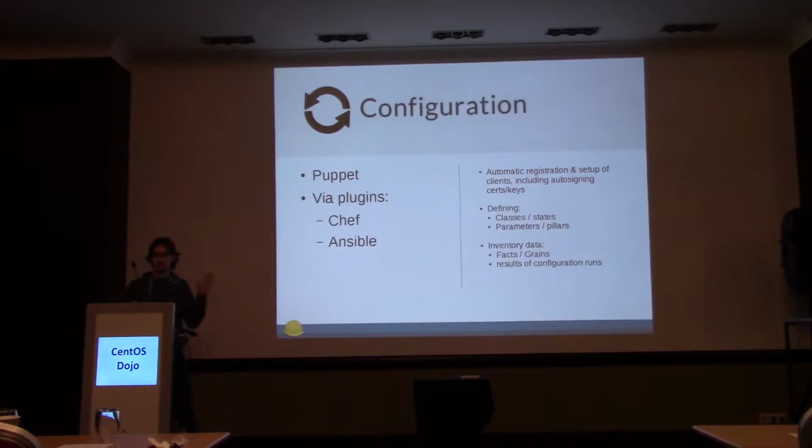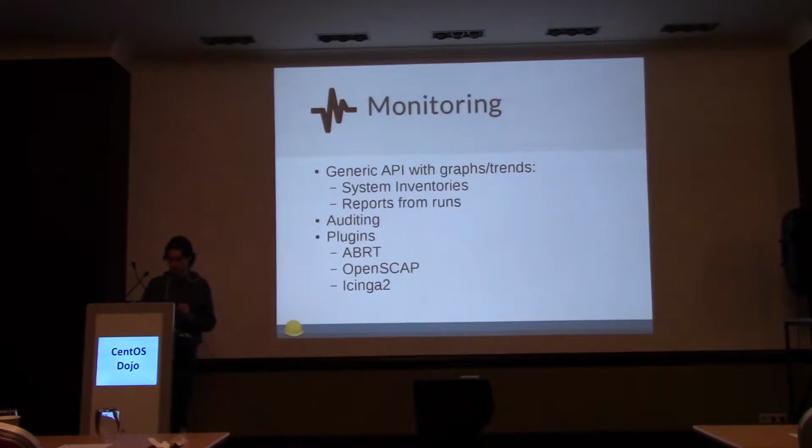Configuration. I won't dive in deep now because it's not about configuration, it's about bare metal, but it's important to know it's there, it's well integrated, and have a look at it if you want to. Monitoring. So there's a generic API for graphing trends. You can do some system inventory. You get reports from your configuration management. Personally, I think it's a bit lacking, but it's growing.